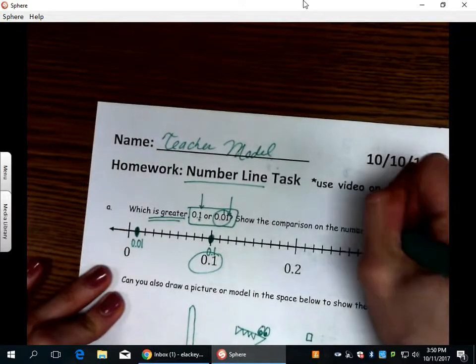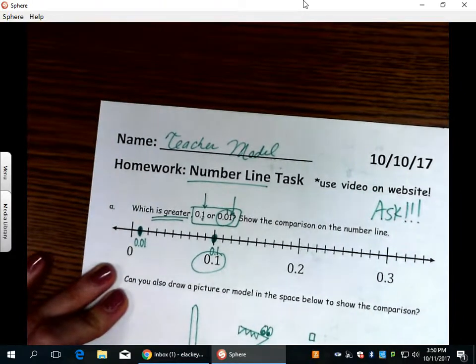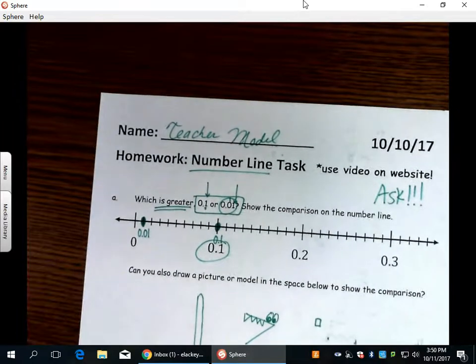If you have questions, I've already said this, but please ask in the morning. And another thing is studying for your topic test. Alright? See you tomorrow.